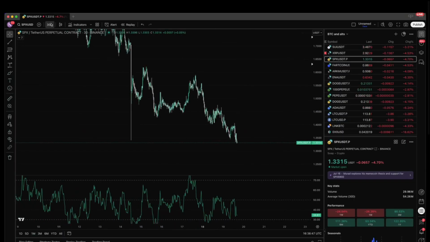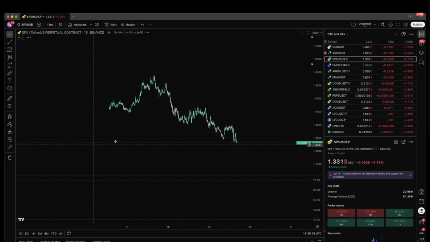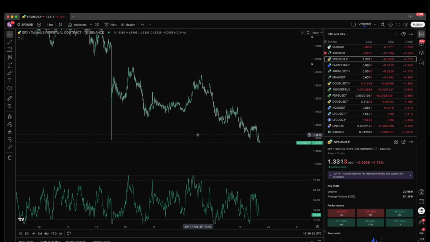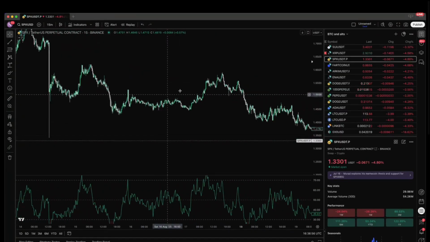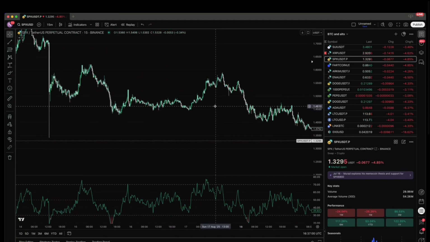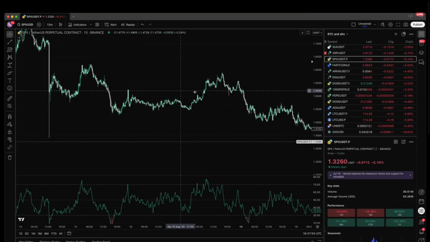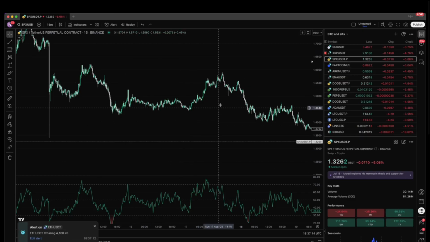And what then basically happened is, where was it? I think it was here. Yeah. Was it this one? Could have been this one. Yeah. So I basically caught it here. It was a monthly POC. It bounced and it formed a 15-minute bearish divergence here.